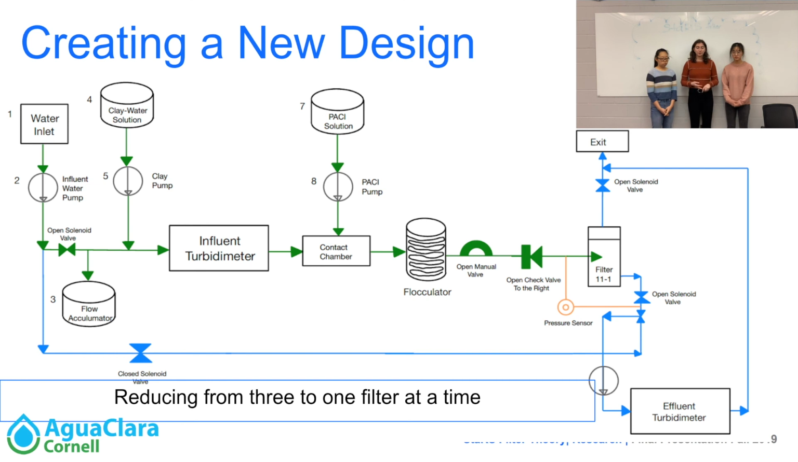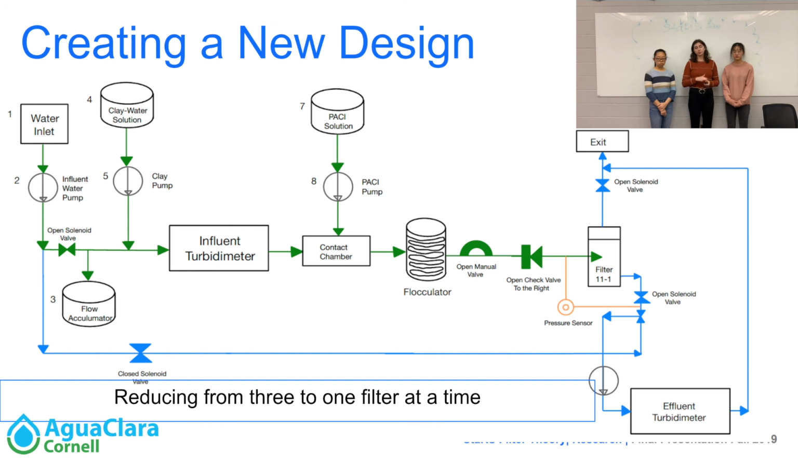So with all of these problems, we decided that it might be best just to simplify the design and start over. So we decided that our design would only test one filter at a time instead of all three. So we put the water pump at the beginning of the system for both forward flow and backwash, which wasn't true of the prior design.